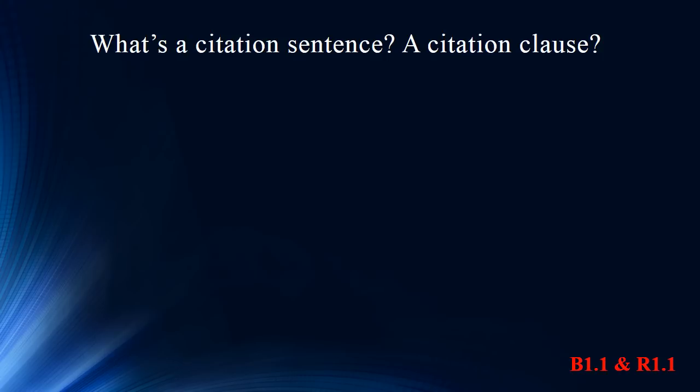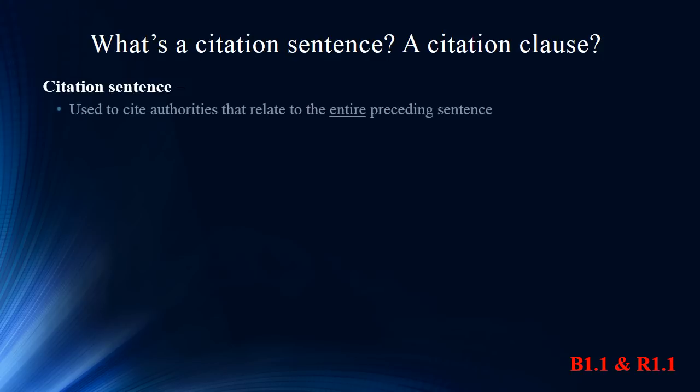First, let's be clear about our terms. A citation sentence is what we typically think of when we think of legal citation. It's the most common and preferred method of placing a citation in the text of a document. It's placed at the end of a sentence and cites to an authority that relates to the entire preceding sentence. It begins with a capital letter and ends with a period.